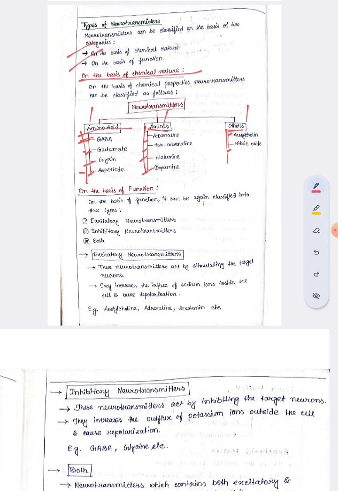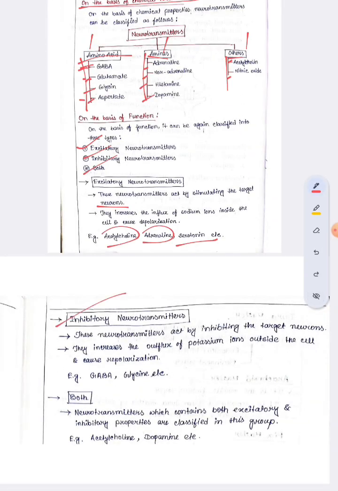On the basis of function, this is excitatory neurotransmitter and inhibitory, and both. What is the excitatory? These neurotransmitters act by stimulating the target neurons. Example: acetylcholine, adrenaline, serotonin, etc.